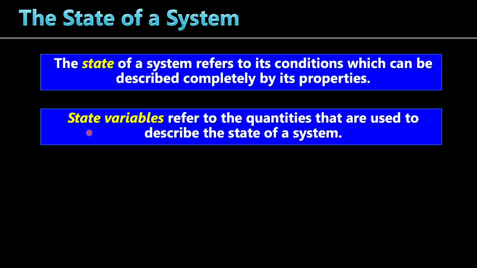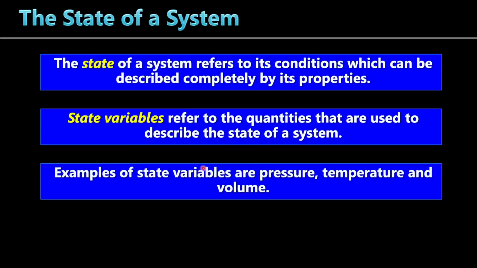So again, here is an important term that we will encounter in the succeeding discussions. State variables. Bakit sila tinawag na state variables? Because these are the variables that describe the state of a system. Now, what are the examples of state variables? Examples of state variables are the familiar macroscopic properties like pressure, temperature, and volume. Another example of state variable is internal energy. These are some of the properties that we will be using to describe the properties of an ideal gas.